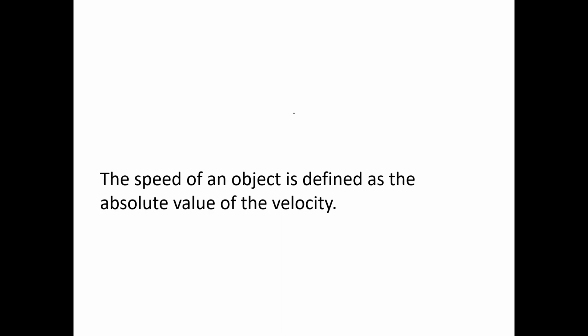So in everyday life, we interchange speed and velocity all the time, but in physics and in math, they are two separate things. The speed of an object is just trying to capture the magnitude of the velocity, how fast you're going, and not in what direction. And so the speed of an object is defined as the absolute value of the velocity, which is the magnitude, not necessarily what direction we're going in.